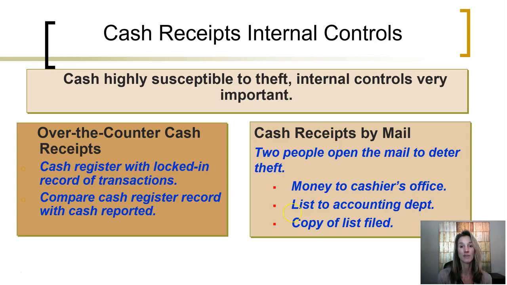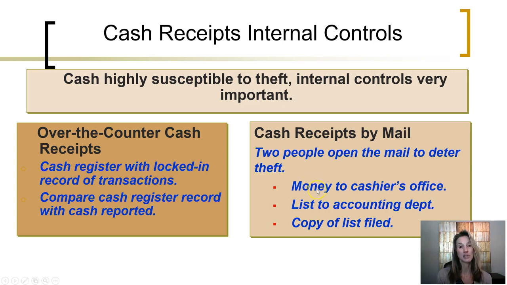Then the cash register records are compared to the cash that is reported at the end of a cashier's shift. For cash that is received by mail, typically what happens is companies establish the cash receipts between two employees. Those two employees maintain two different roles.